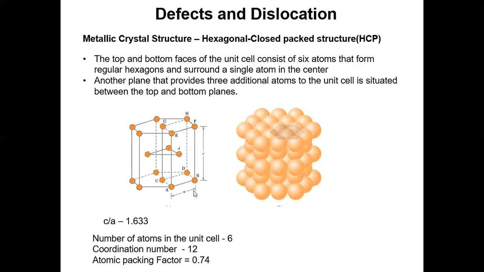Similarly, you can calculate the atomic packing factor considering this ratio as well. These are common metallic structures. I explained the FCC, BCC, and HCP crystalline structures.